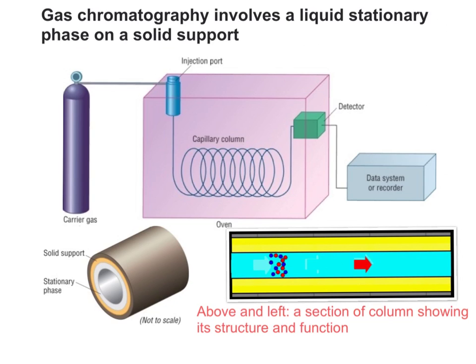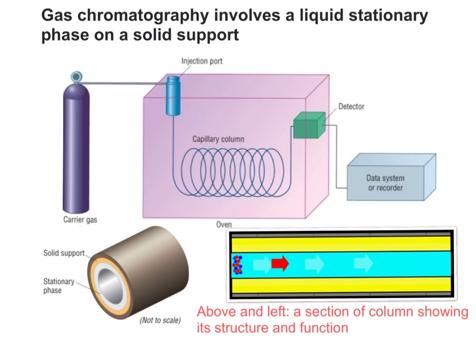So gas chromatography involves a liquid stationary phase on a solid support, as you can see from the diagram at the bottom left of the screen. There's a carrier gas that brings the mixture through the capillary column. It's injected into an oven inside which the capillary column sits, and the detector is connected to a data system or recorder.